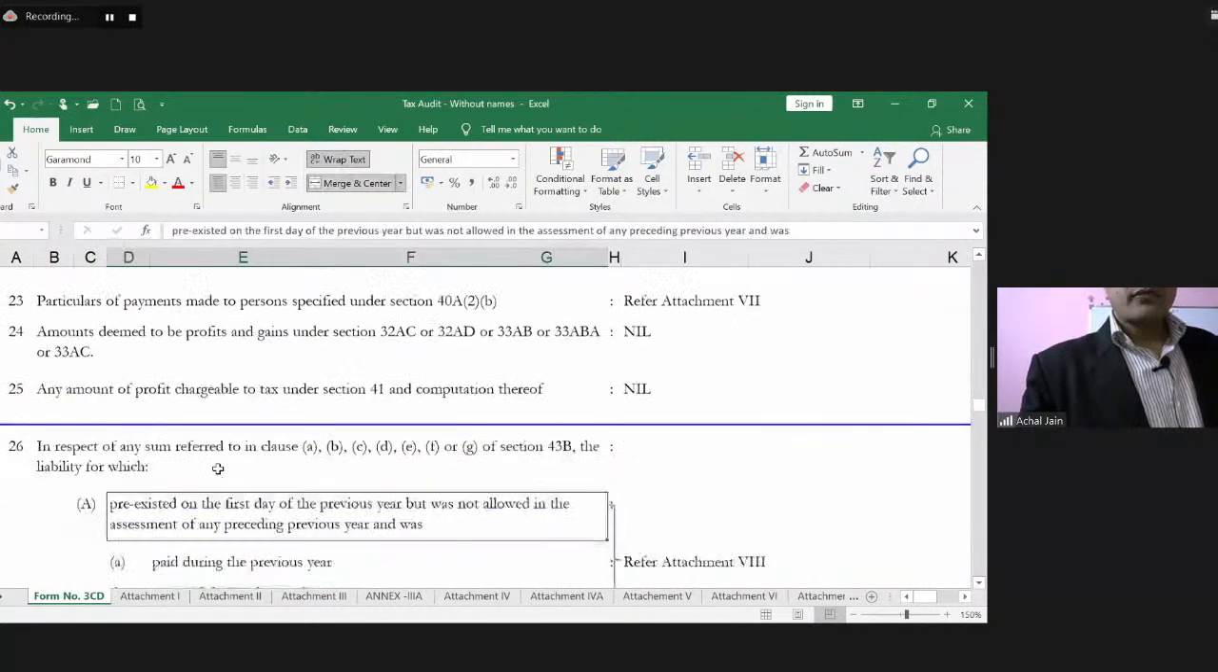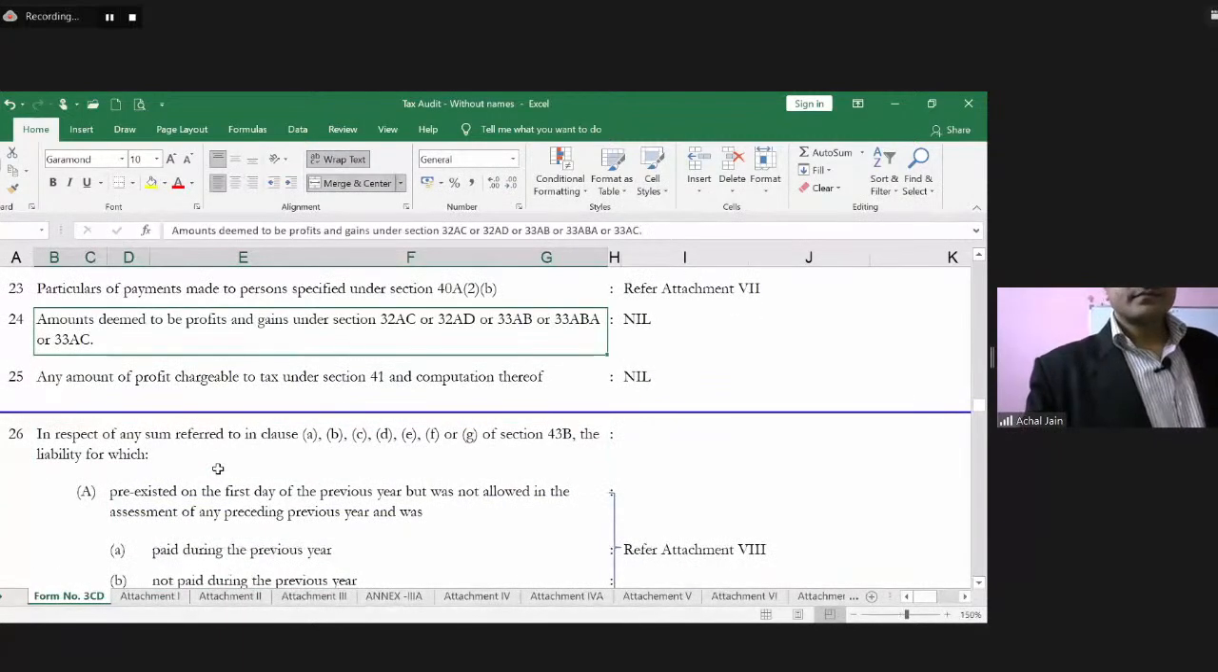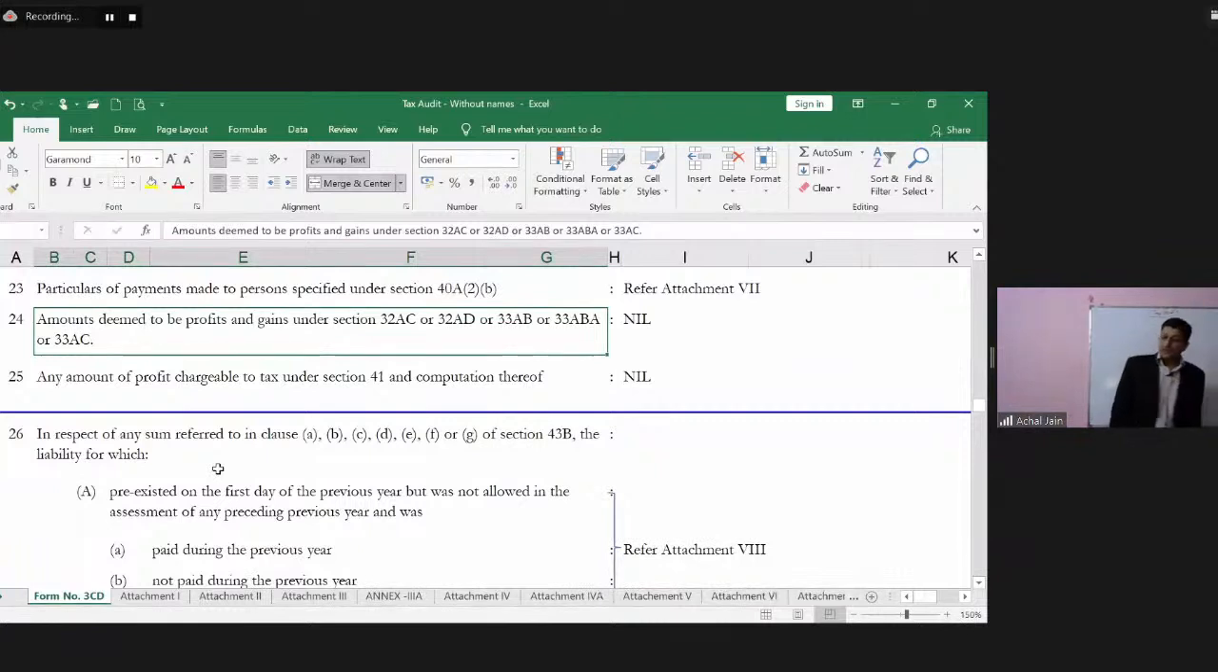Clause number 24. Clause number 25, clause number 26.